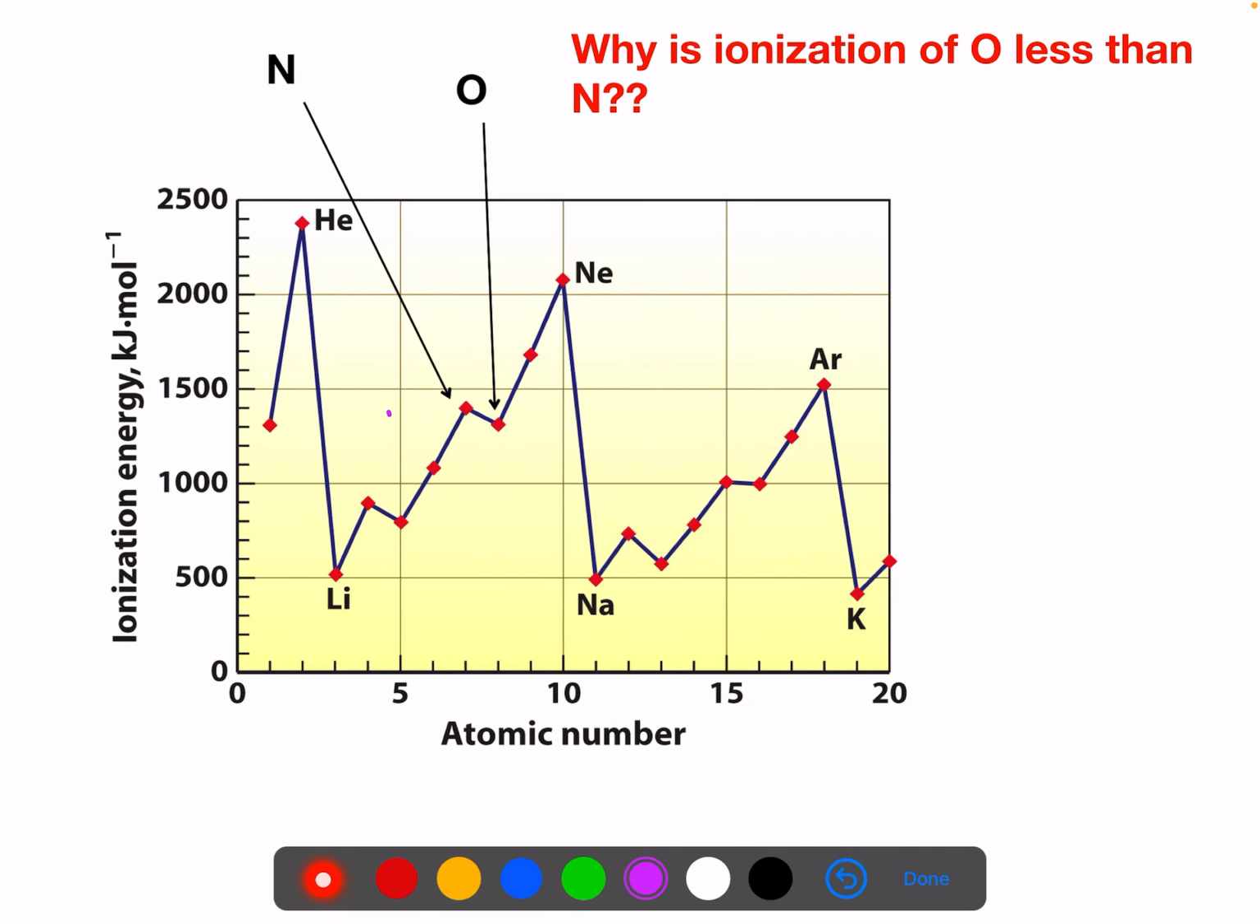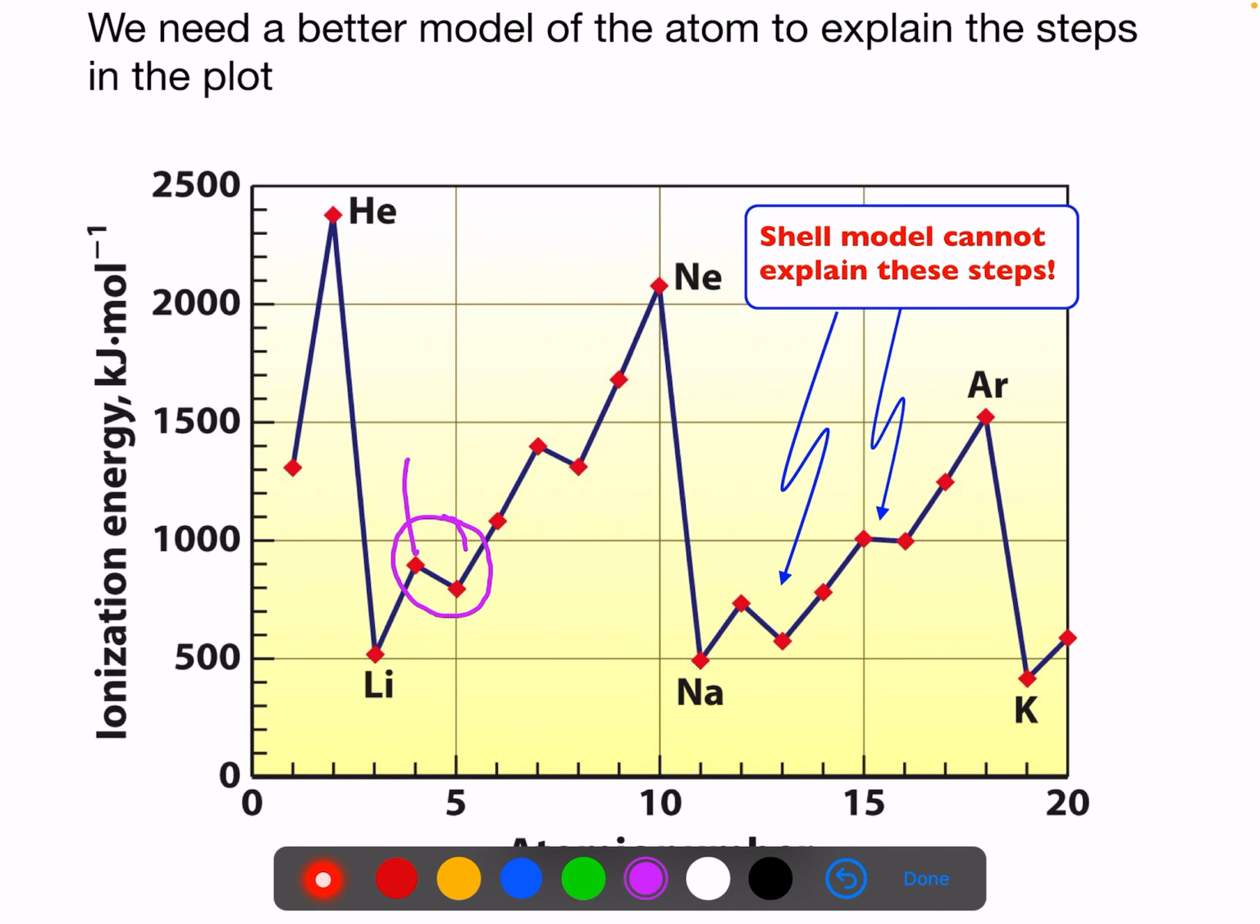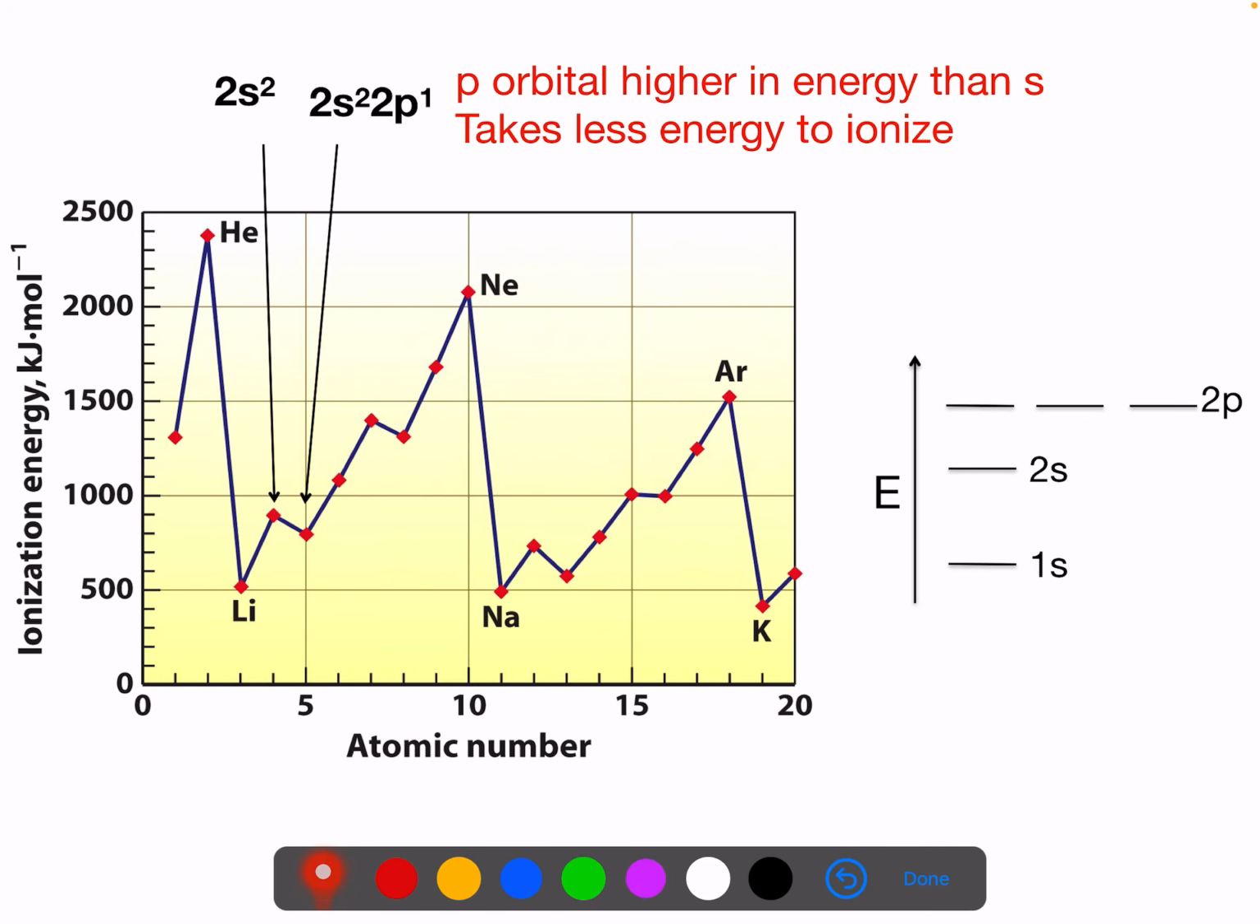Let's think about what's going on right here. To do this, we have to think about the ionization energy. This dot is beryllium, and this dot is boron. If we think about the electron configuration, beryllium is 1s2, 2s2, and boron would be 1s2, 2s2, 2p1. And so what's actually taking place at this first drop is this difference between a 2s2 and 2p1.